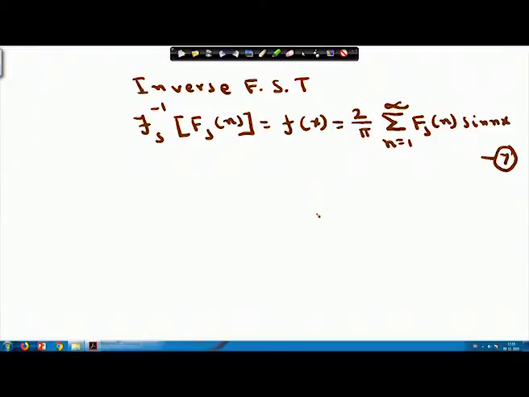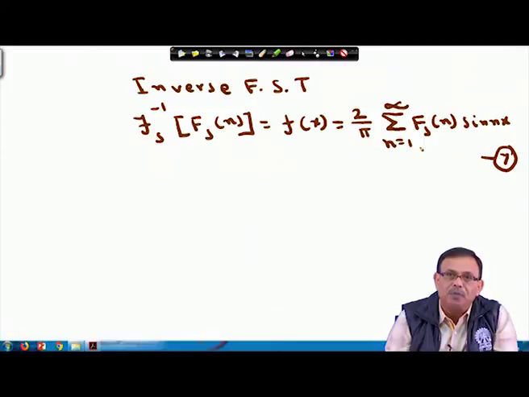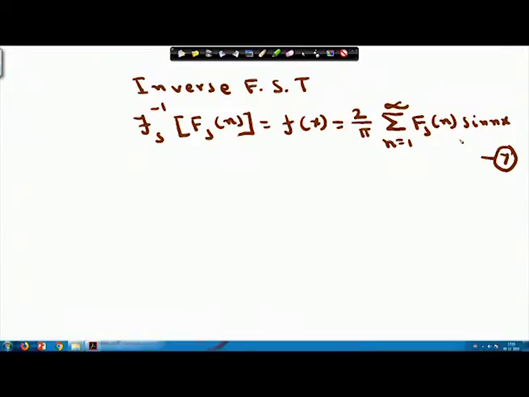So, please note that the inverse Fourier sine transform we are defining in terms of the Fourier series from earlier, where we defined f x equals 2 by pi summation n equals 1 to infinity b n sin n x, where just now we have shown b n equals f s n. Therefore, the Fourier sine inverse of f s n equals f x, and this equals 2 by pi summation n equals 1 to infinity f s n into sin n x.